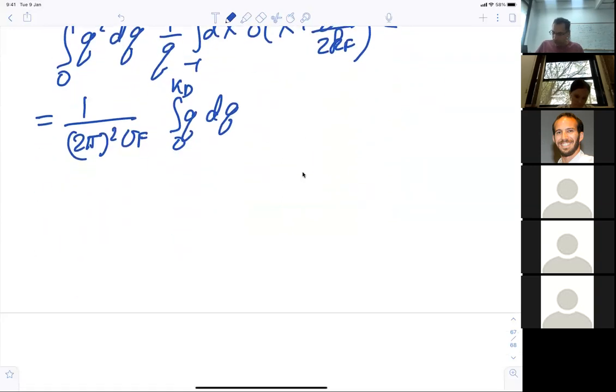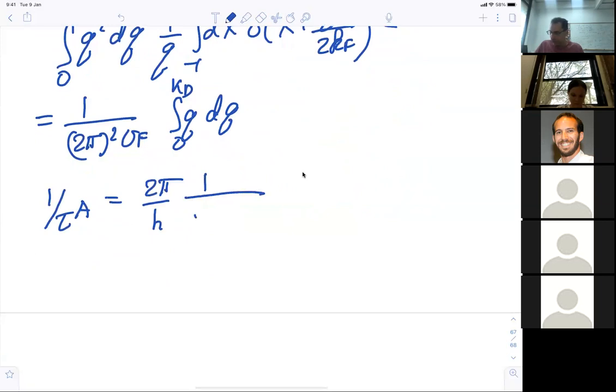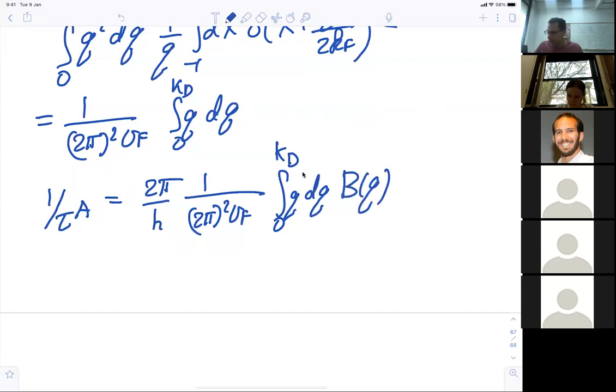and therefore 1 over tau absorption will be equal to 2 pi over h bar, 1 over 2 pi squared v Fermi, integral from 0 to k Debye q dq, b of q, n of omega q, 1 minus f of epsilon plus omega q, 1 minus f of epsilon k.